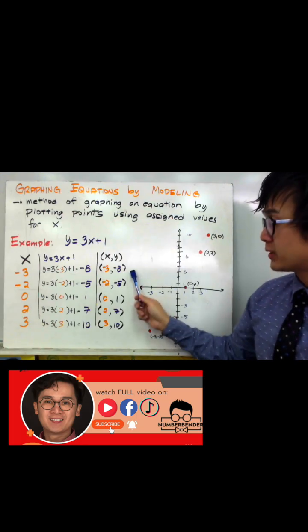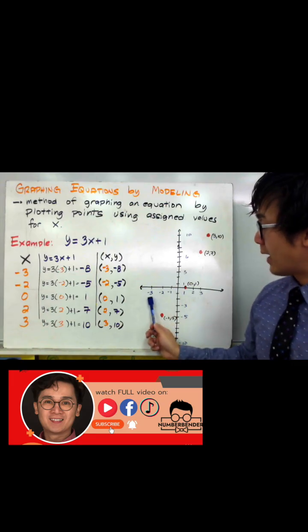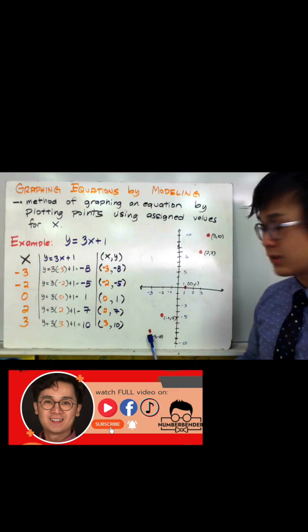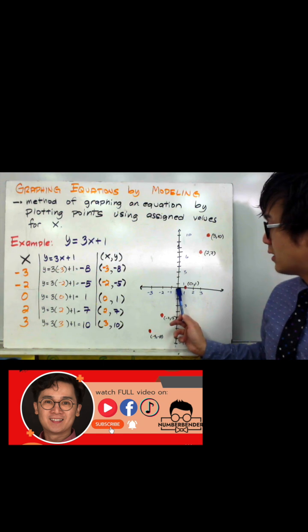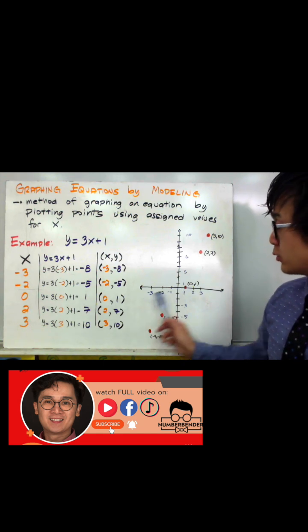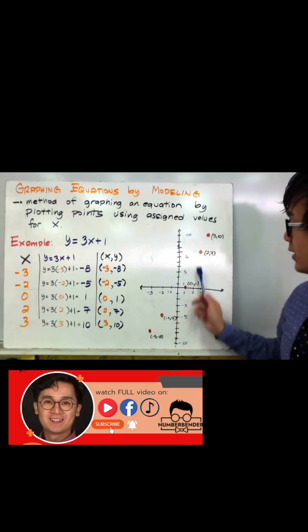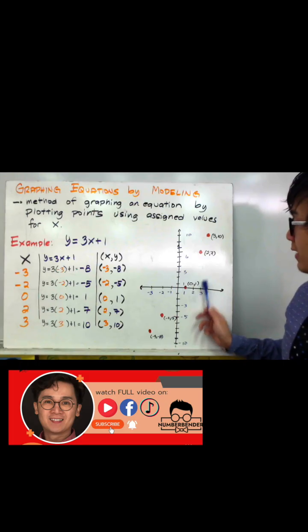So the first point is at (-3, -8). So x is -3, and you go down to -8 along the y-axis. So this is our first point. The second point is at (-2, -5). The third point is at (0, 1). The next point is (2, 7), so we have 1, 2 across and then 7 up. And you'll have 3 across, 1, 2, 3, and then 10.